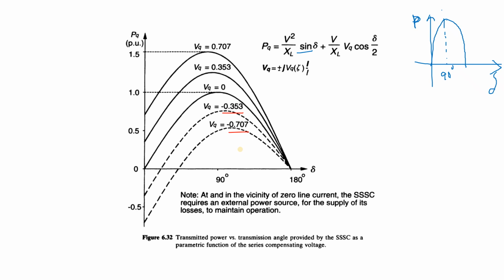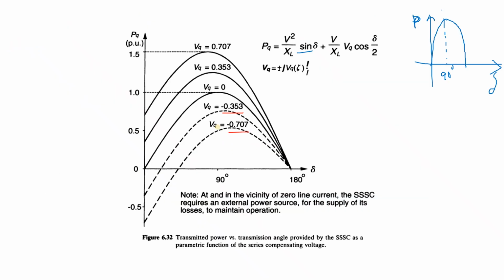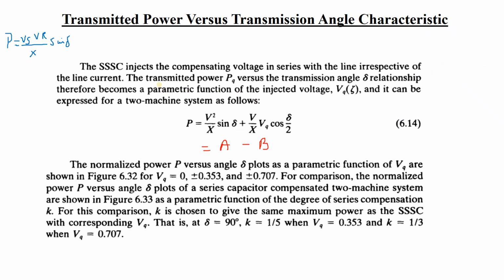In the next case, when it is minus 0.353, here it is also subtracting, but since that 0.353 is less than 0.707, the value of P will be more. Now it is equal to 1 per unit. 1 per unit means this actual value, this is 1 per unit.